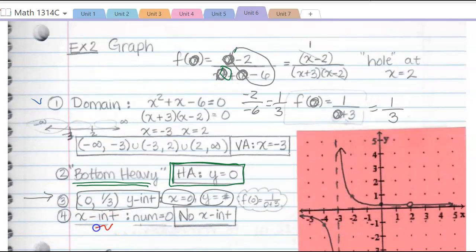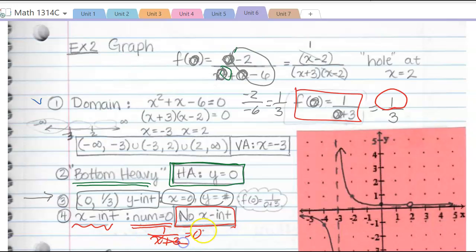Finally, let's find our x-intercept. Remember, that is when we let the numerator equal 0. If I come up here, we realize that the numerator will never equal 0. This is in our reduced form of f of x here. So we actually find that there is no x-intercept. We can try that when we have 1 over x plus 3. We let that equal 0. We multiply both sides by x plus 3. We get 1 is equal to 0, which is not true. So we can see that there is no x-intercept.